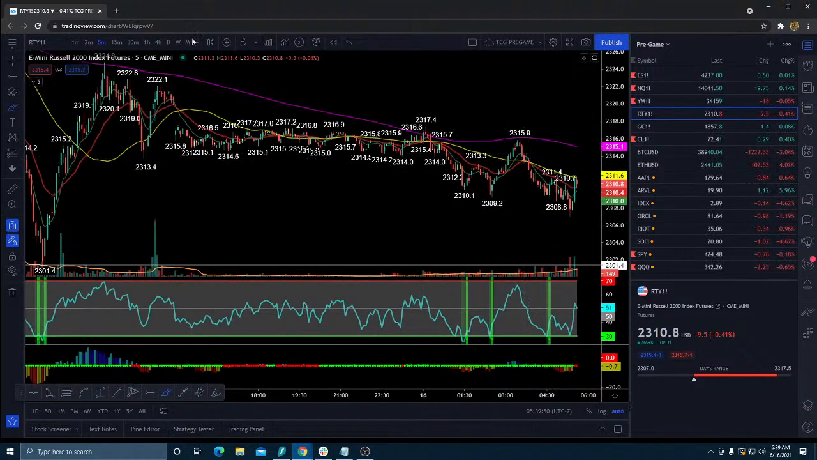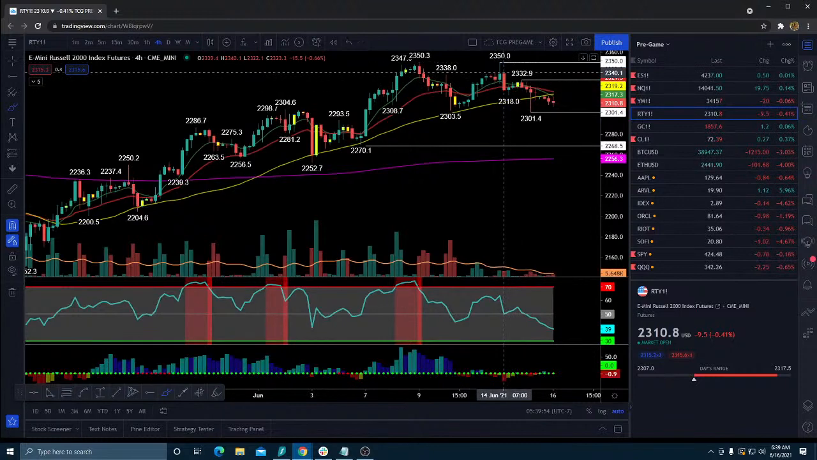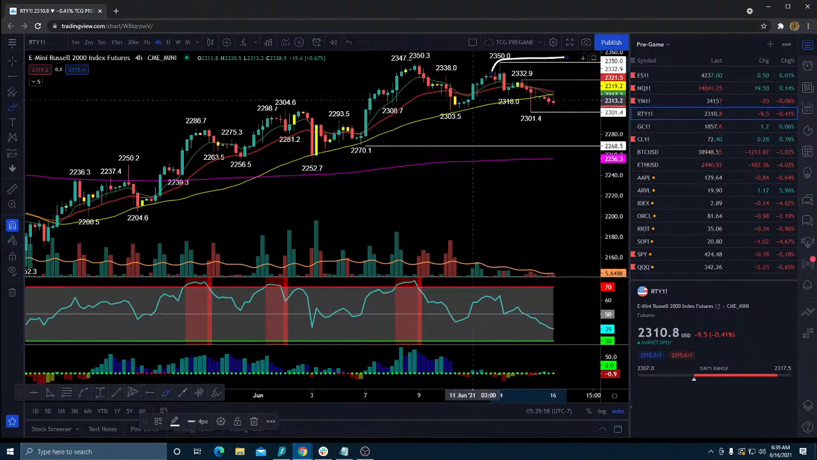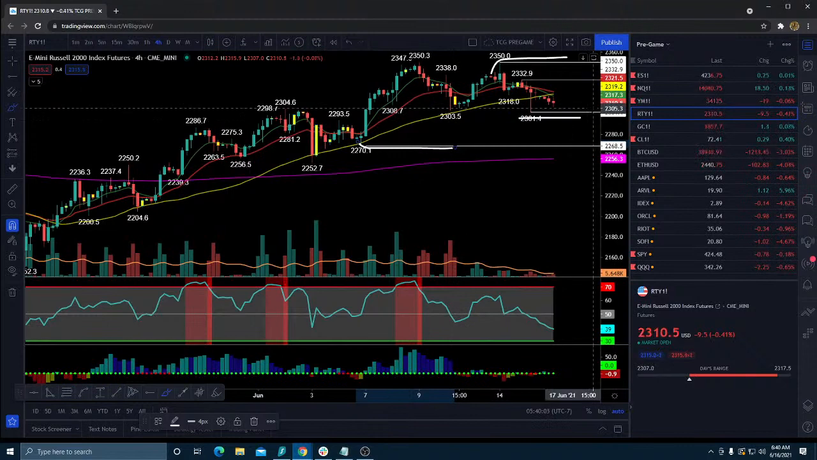All right, then we have RTY. RTY is not looking as healthy. RTY, 2350 is the level. 2350 is the resistance level. Support 2300 and then 2270. Those are our key resistances and our key support on RTY.